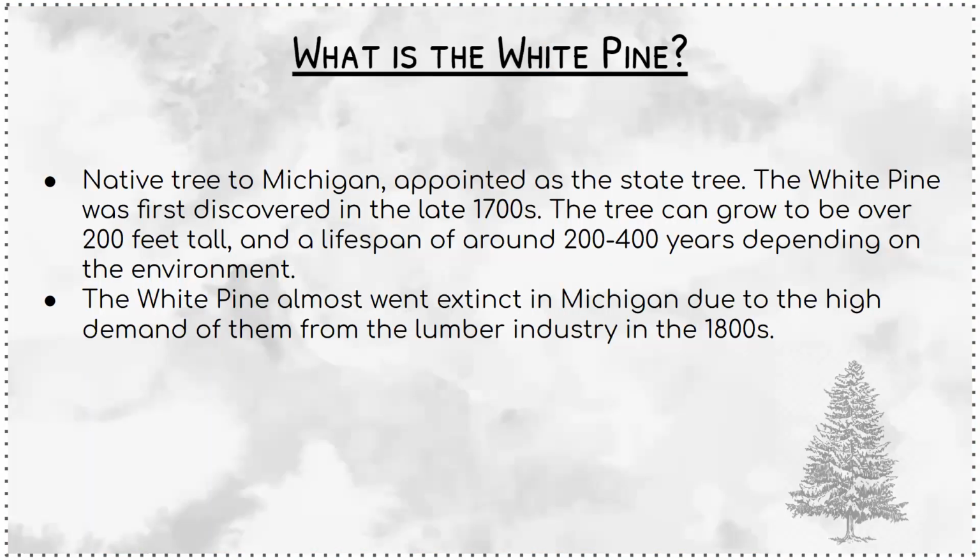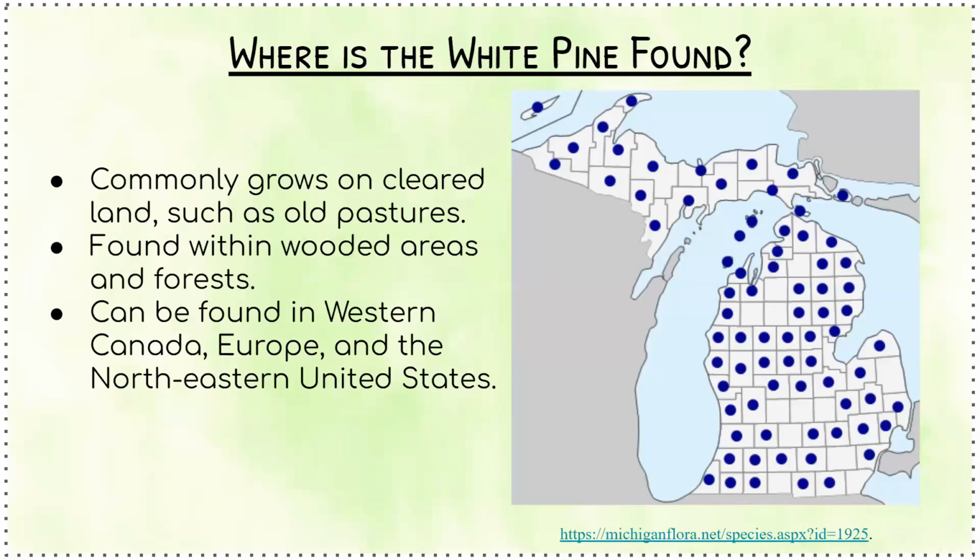So next is the white pine. The white pine is an older species which can grow to enormous heights. Due to its high quality of wood, the pine was sought after in large quantities when the lumber industry was high. While the white pine is commonly found in Michigan, the next slide will tell us more about where the species can be found. So where is it found?